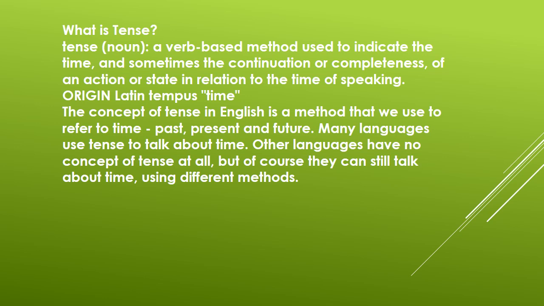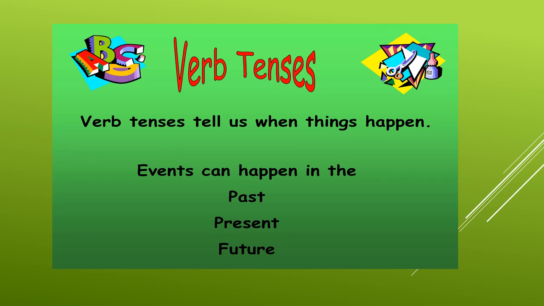The concept of tense in English is a method that we use to refer to time. It can be past, present, and future. Many languages use tense to talk about time. Other languages have no concept of tense at all. But, of course, in English, tense matters for correct sentences and about when we are talking. So the verb tenses tell us when the thing happens.